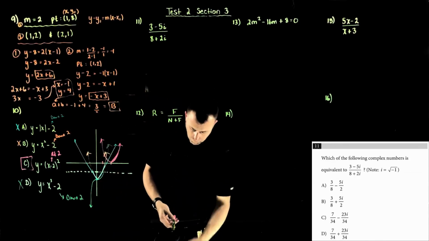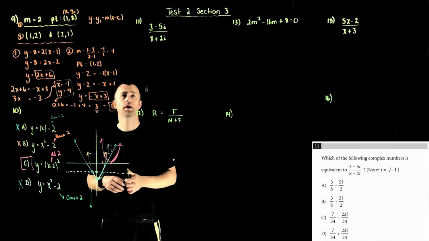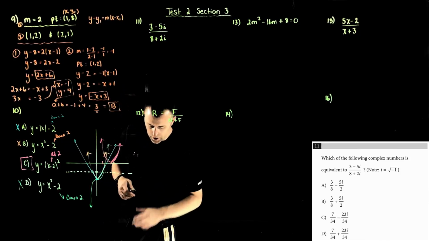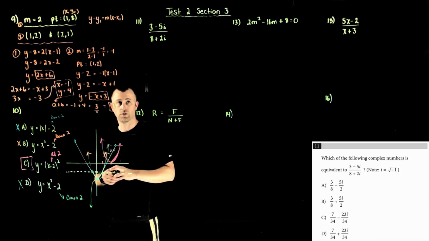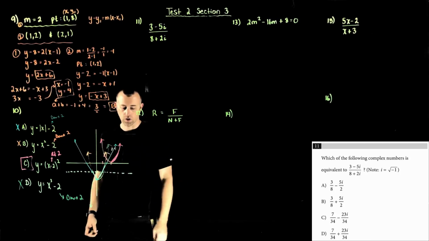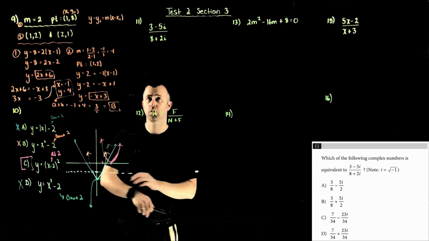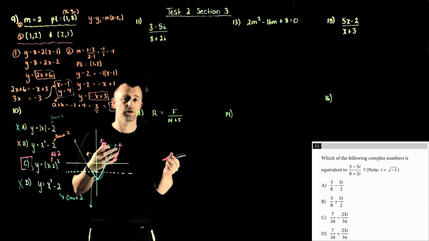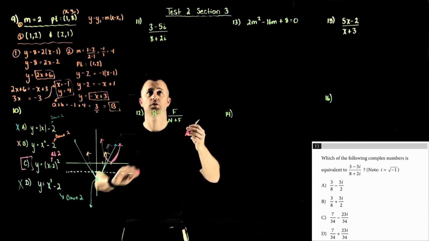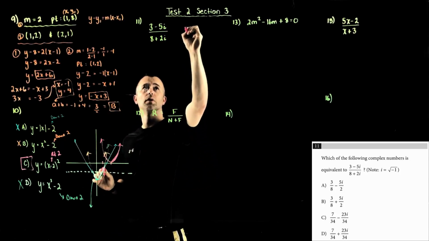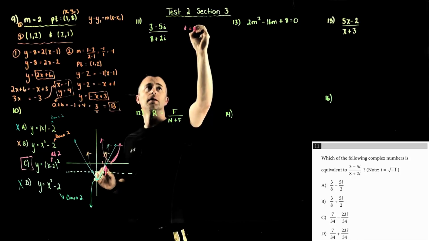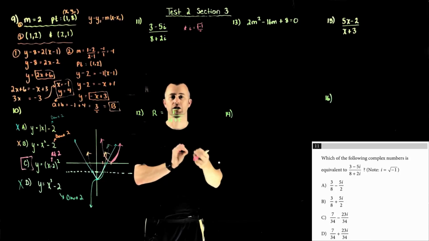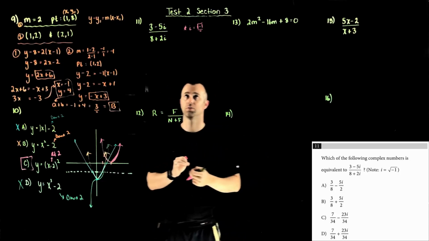Moving on, we have number 11, and it's asking which of the following complex numbers is equivalent to that. When you see a complex number, more than likely what we need to do is simplify it, and simplifying is rationalizing. You want to remember that i is a square root. It's the square root of -1. Because of that, we have to use rationalization techniques to help simplify.